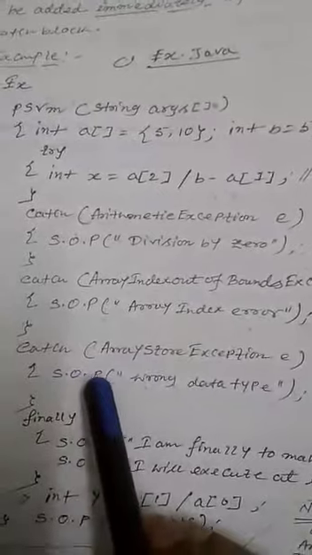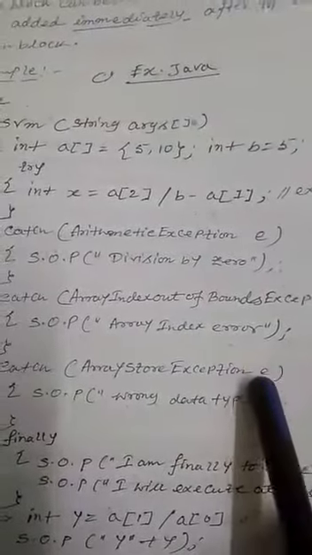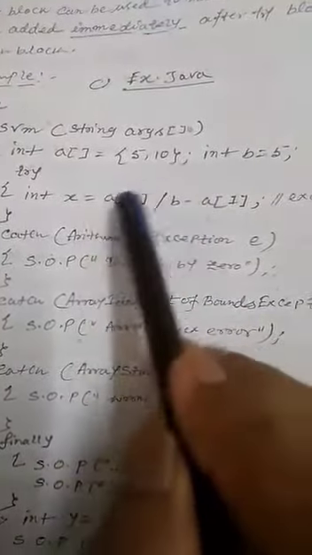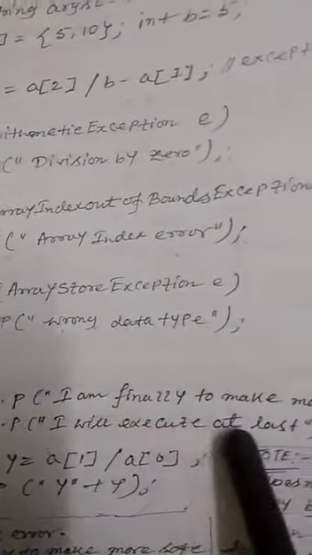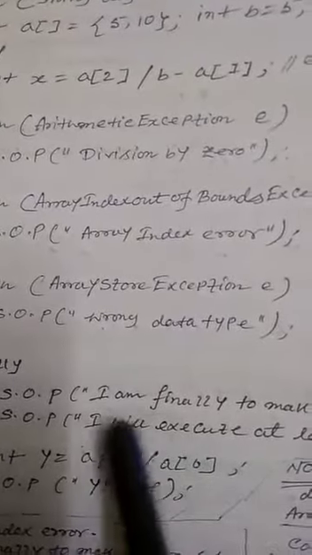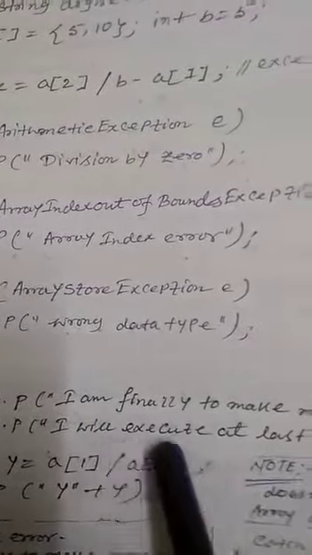Now the third catch block has been designed for ArrayStoreException. There E is the object reference, and the SOP says "wrong data type". It is not that; we are using a perfect integer, so ArrayStoreException will not occur here. Finally is the block that has been written here. Finally, what is mentioned? SOP "I am finally to make more safe". That System.out.println will be executed. Then another instruction, "I will execute at last", will execute at last here.